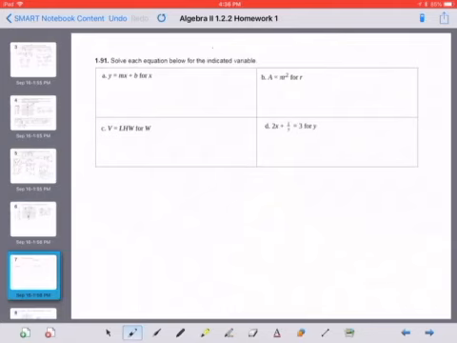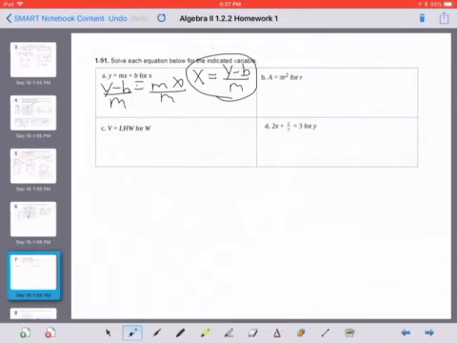The next question is to solve each equation below for the indicated variable. So you had to do some literal equations. So in the first one, y equals mx plus b. First thing I would do is subtract b, so I'm going to get y minus b equals mx, and then I'm going to divide both sides by m. So I get x equals y minus b divided by m.